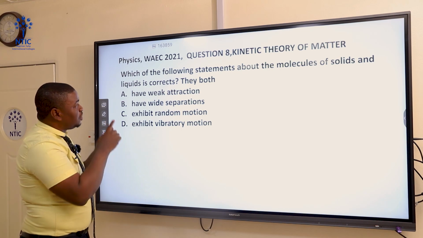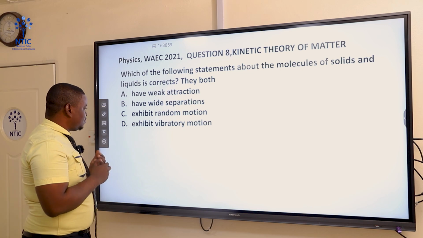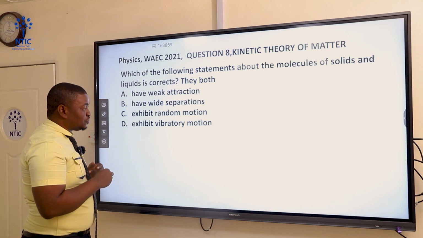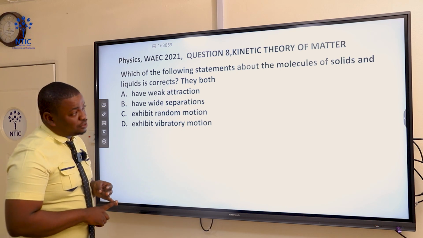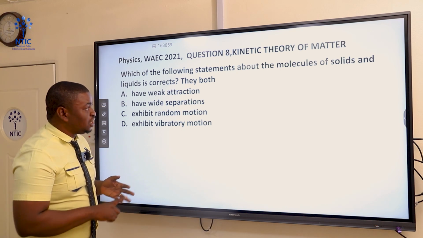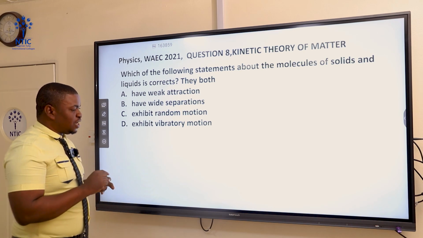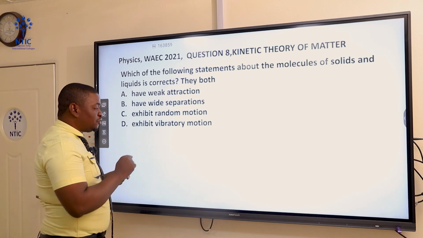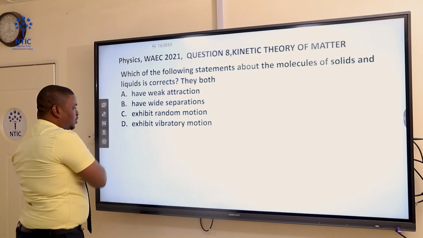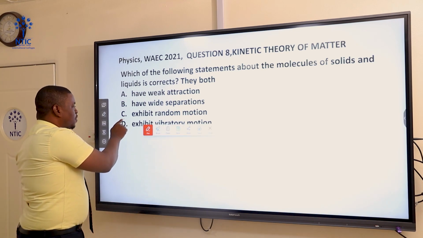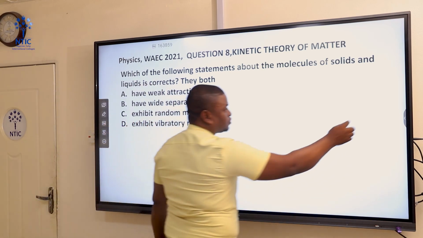Remember, the question says, which of these is similar? What do they have in common? The last option said they exhibit vibratory motion. Yes, the molecules of solid vibrate about their main position, and also the liquid vibrates about their main position. For liquid, they do that when they undergo rotational motion and translational motion. So the right option here is what? They exhibit what we call vibratory motion. Next.